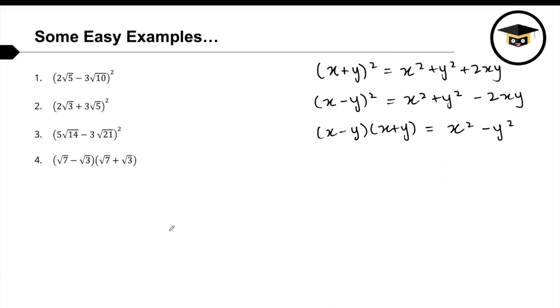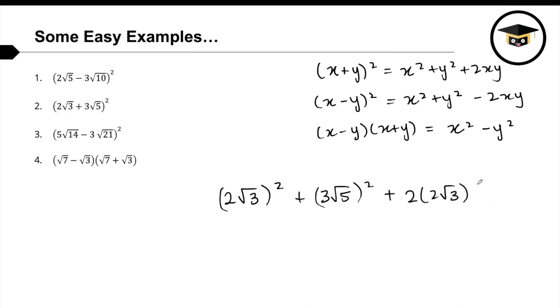So for question 2, we're going to be using the first formula, so it's really just much of the same. 2 root 3 all squared plus 3 root 5 all squared, plus, because it's a plus here, 2 times 2 root 3 times 3 times root 5.